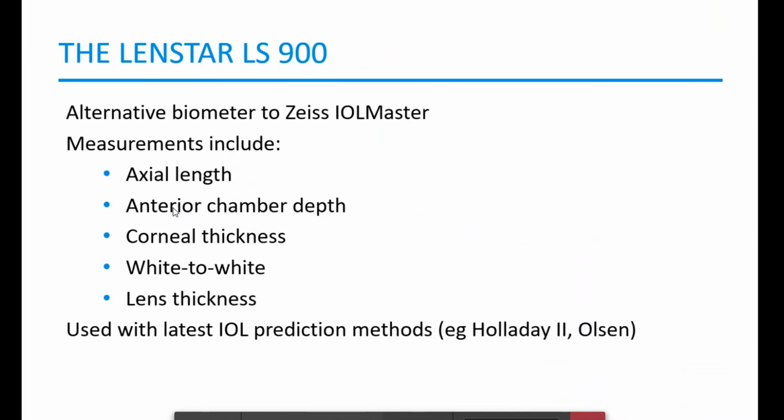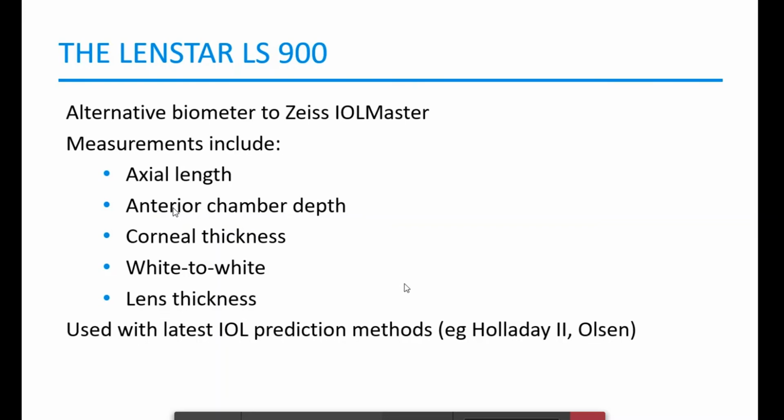Okay, so the Lenstar LS900 is a different brand of equipment. It's built by a different manufacturer, Haag-Streit, right? And it also does quite a lot of measurements, but it does lens thickness measurement as well, as opposed to the IOL Master 500 model. The IOL Master 700 does have lens thickness to go with it.